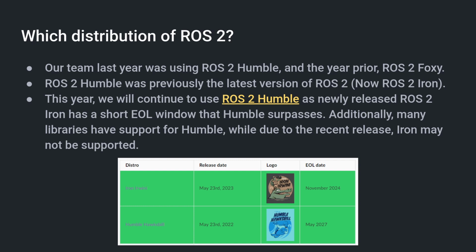And ROS2 Iron, you can see the end of life date only being about a year or so after its release date, while the ROS2 Humble distribution end of life date is in 2027.